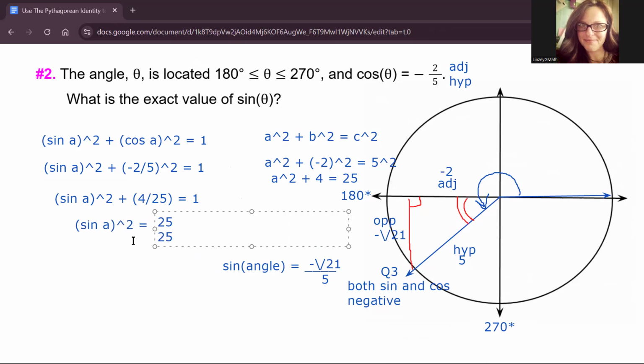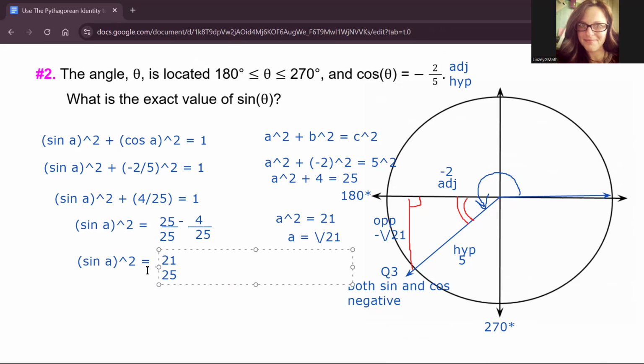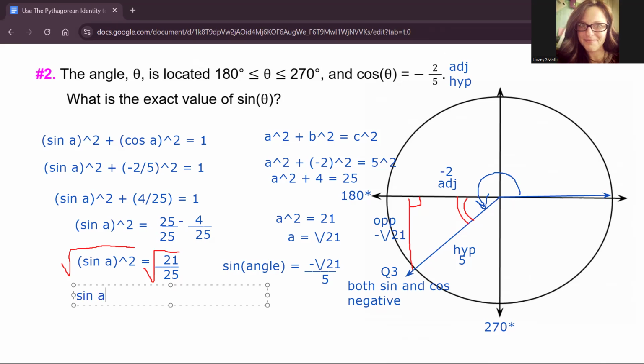Sine of our angle squared is equal to 1. I'm going to rewrite 1 as 25 over 25 so that we can subtract 4/25. And we're left with sine of our angle all squared is equal to 21/25. And then we'll take the square root to undo the power of 2. And you can take the square root of the top of a fraction and the square root of the bottom of a fraction separately. So we get the square root of 21 over the square root of 25, which is 5, and it is negative because quadrant 3. So there we go.